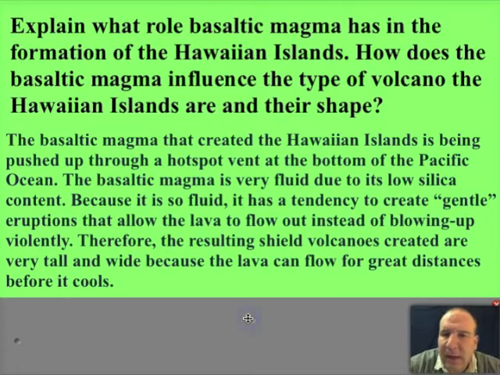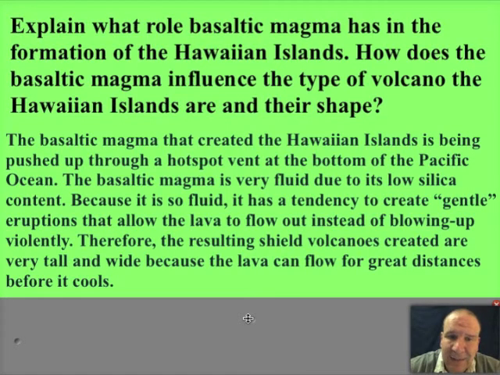So the basaltic magma that created the Hawaiian Islands is being pushed up through a hotspot vent at the bottom of the Pacific Ocean. And if we remember, we talked about the Hawaiian Islands. If you go down to the bottom of the ocean floor, all the way to the top of the Hawaiian Islands, if you look at the whole thing as a whole, the whole island is just one large volcano. It's actually taller than Mount Everest. Mount Everest is the tallest mountain above sea level, but from the sea floor up, the Hawaiian Islands are actually larger.